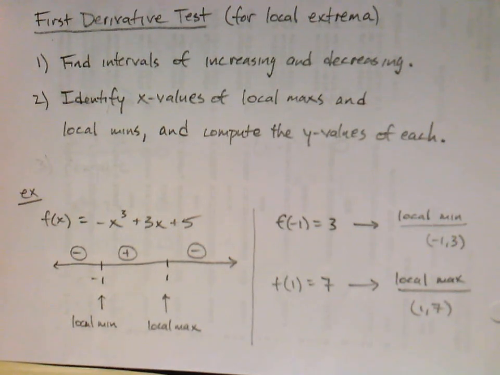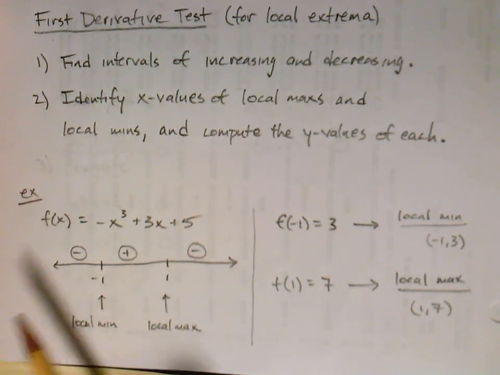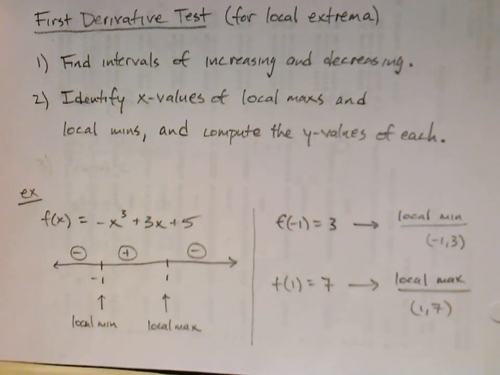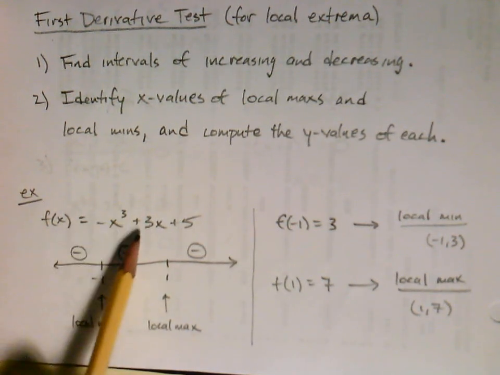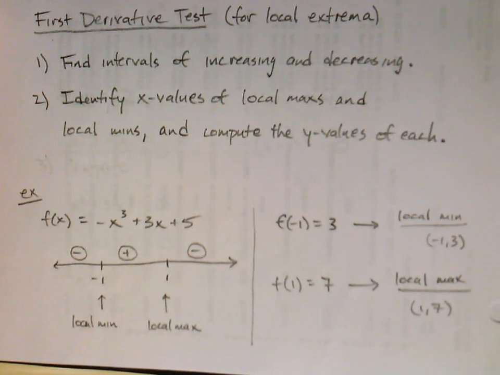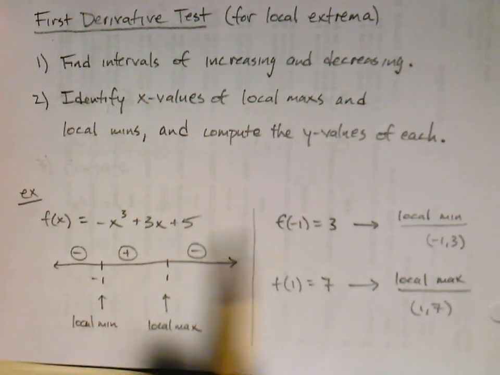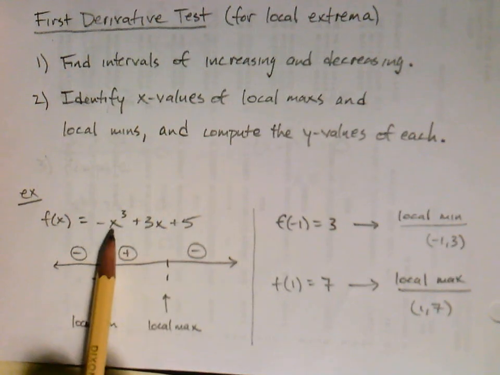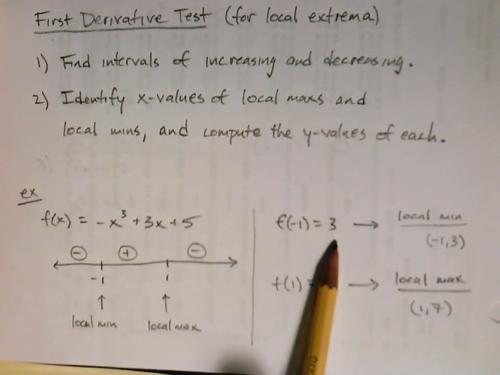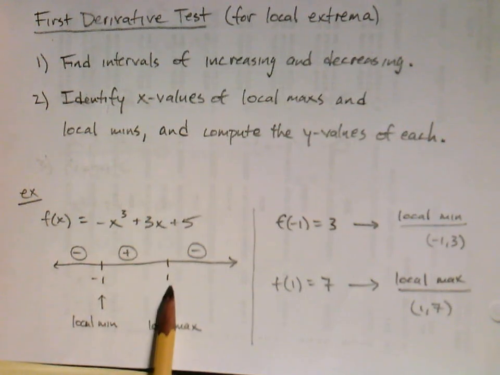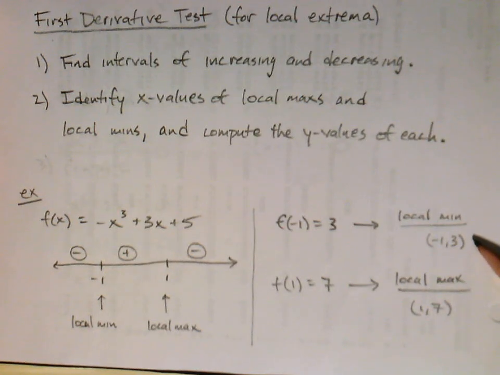Now, we need the full point. All we know are the x values. So we're going to take each of those x values and plug them back into the original function so that we can know the y values. We'll take the -1, plug it back into the original function, and you will get 3. Take +1, same idea, you'll get 7. And so we know the local min is at -1, 3. The local max was at +1, so we can say the full point now, 1, 7 is our local max.